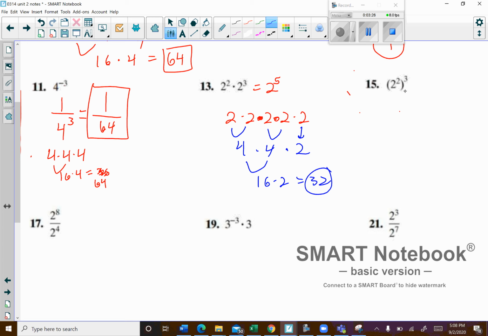Then our next one, we have power to a power. So that's going to become 2 to the power of 6. Really, the only difference between 2 to the power of 5 and 2 to the power of 6, you're just going to multiply by 2 again. So that one's going to be 64 right there. I kind of piggybacked off of the previous question.